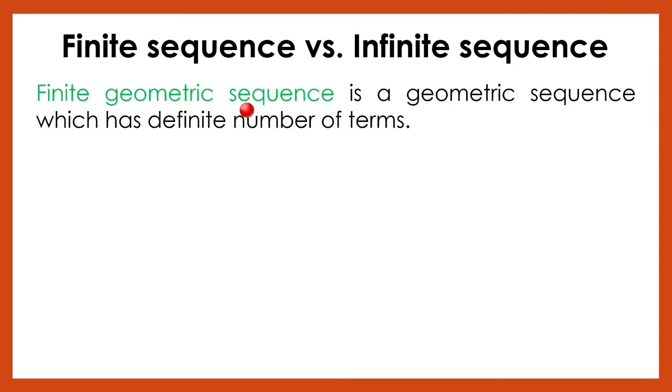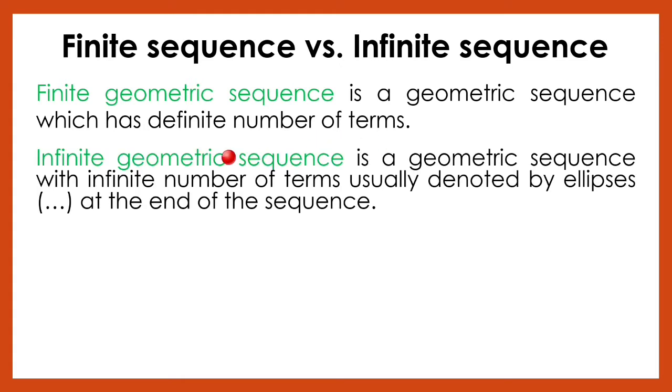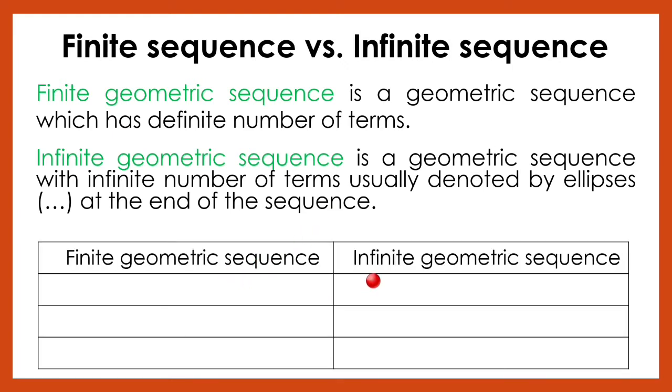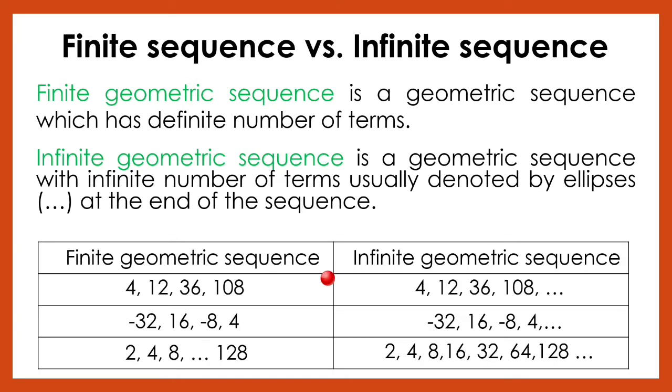Let's know the difference. Finite geometric sequence is a geometric sequence which has definite number of terms, while infinite geometric sequence is a geometric sequence with infinite number of terms, usually denoted by ellipses at the end of the sequence. Let's see the difference between the two. Let us have examples of finite geometric sequence and infinite geometric sequence. For finite geometric sequence, we have 4, 12, 36, 108. While in the infinite, we have 4, 12, 36, 108, and so on.